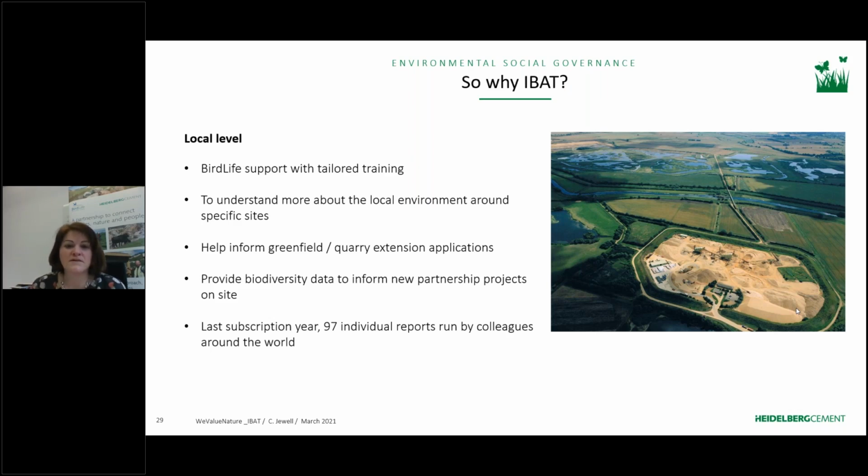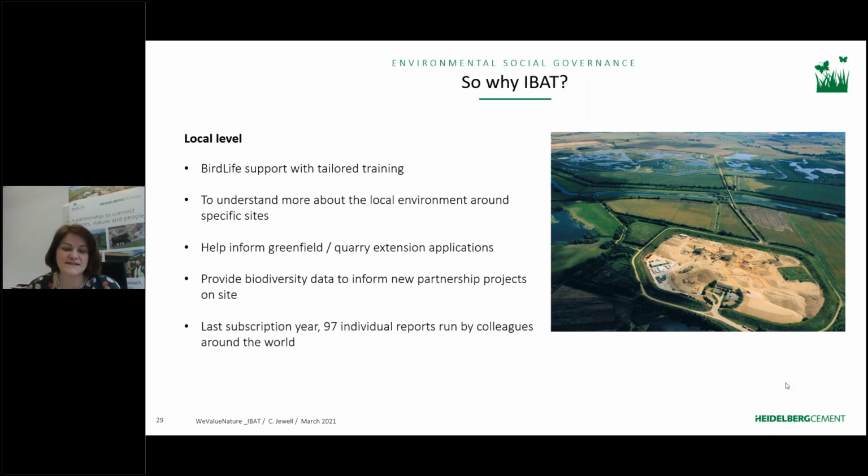Also, we're very keen on partnership projects. This is a really crucial way in which we create a positive impact on biodiversity. And again, IBAT can be used to provide some biodiversity data to inform new partnership projects. For example, we have a project happening in Africa where we're supporting a critically endangered tree species and improving the populations. And again, IBAT was able to directly provide information to support the development of this project.